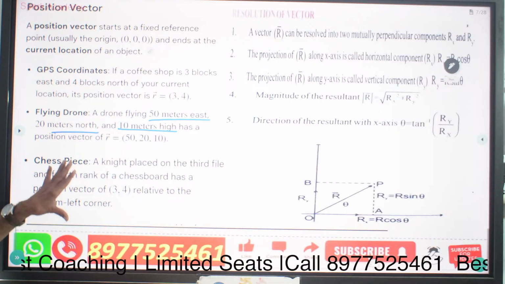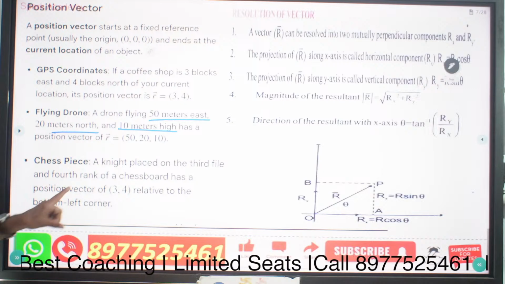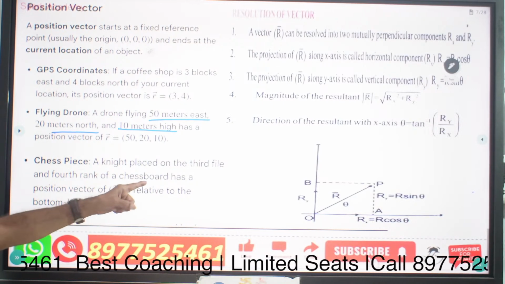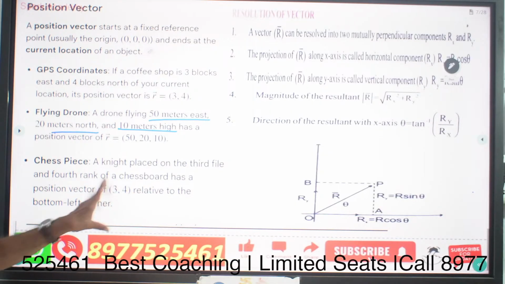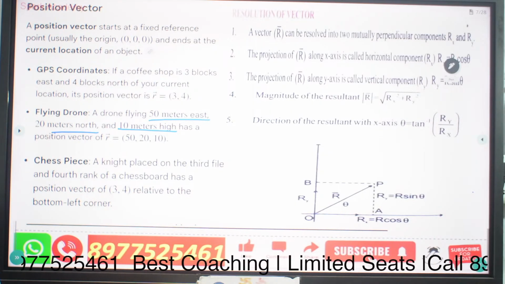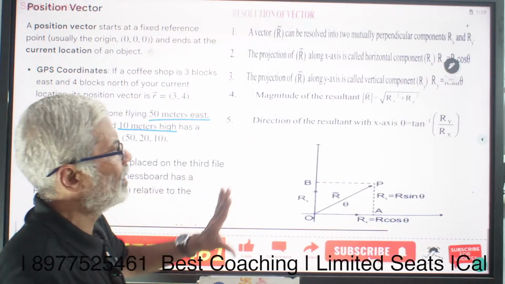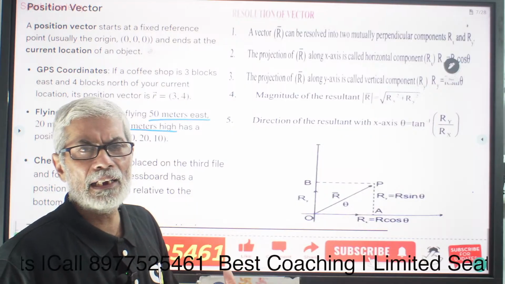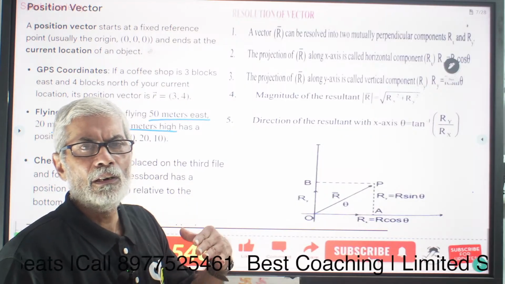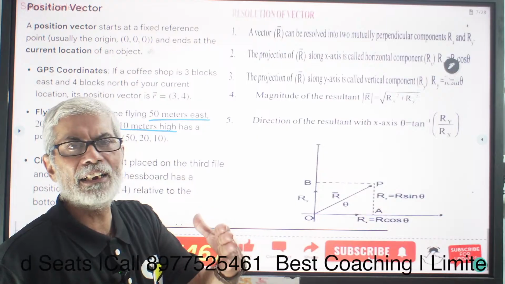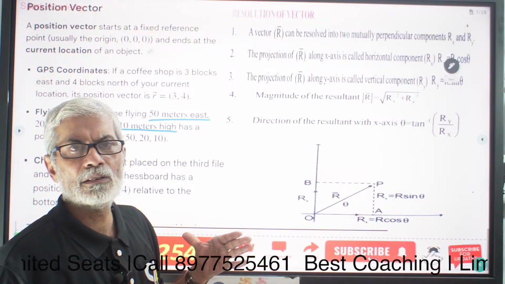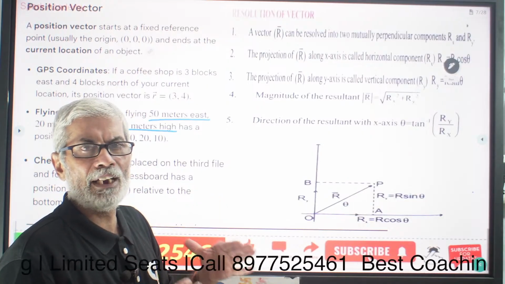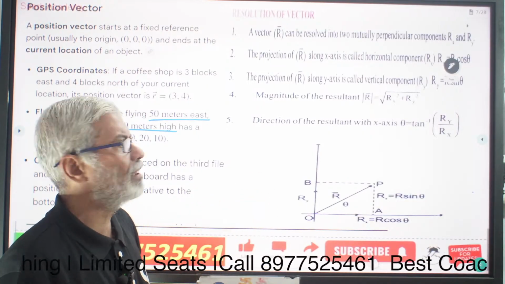Then, if you are well versed with the chessboard, a knight placed on the third file and fourth rank of a chessboard has a position vector (3, 4). Now, some numerical problems are asked. They ask you about the angle subtended between the vector and its resultant, or between two vectors. So resolving the vector in x and y direction is very important.